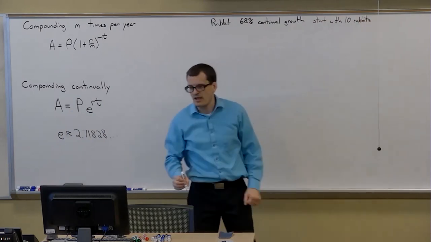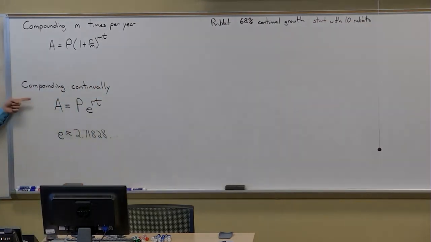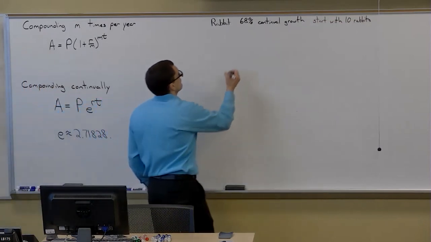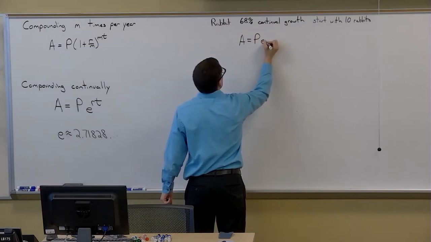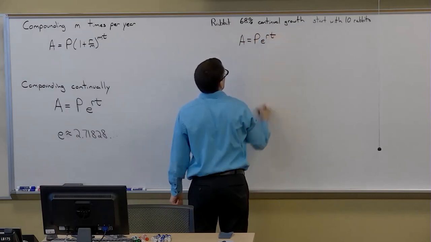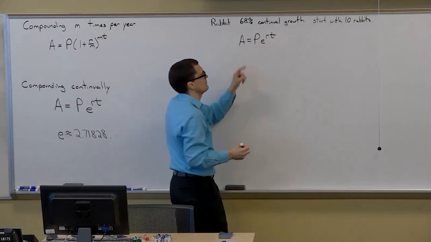Okay. Now, because it says continual growth, I'm going to be using this equation here. Growing at m times per year, I use this equation. Growing continually, I use this equation. So I'm going to use this equation because we have continual growth. And you can imagine what these letters are standing for.